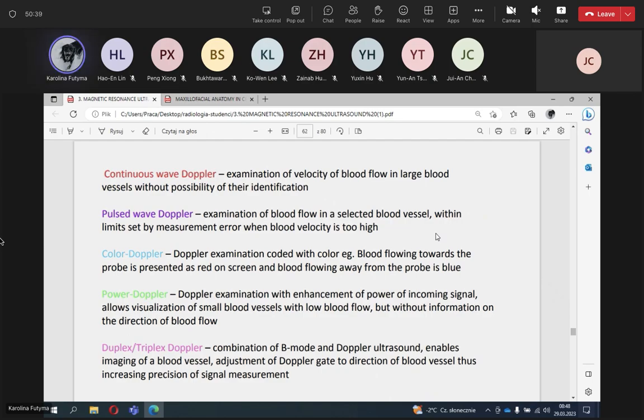Power Doppler is an examination with enhancement of the power of the incoming signal, which allows visualization of small blood vessels with low blood flow, which can be hard to identify with other methods, but without information on the direction of blood flow. And we have duplex or sometimes triplex Doppler. This is the combination of B mode, the basic mode, and Doppler ultrasound, and it enables imaging of a blood vessel, adjustment of the Doppler gate direction to the blood vessel tested, increasing the precision of signal measurements.